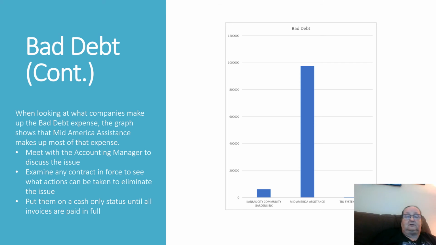The first thing would be to meet with the account manager to discuss this issue, to find out why they are not paying their bills and why we had to write their bills off to bad debt. The second thing would be to examine any contract in force to see what actions can be taken to eliminate the issue, such as going to court, arbitration, and that type of thing.